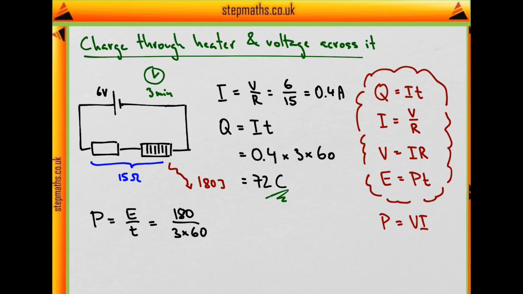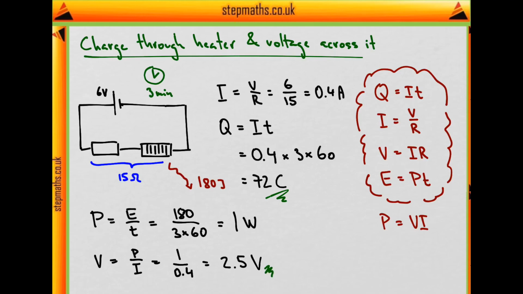Power is 180 joules divided by 3 times 60. Well, that's just 1 watt. And now this formula comes into play. Voltage is power divided by current. We know current and power, so that's 1 divided by 0.4, and that equals 2.5 volts. And that's the second quantity, which you are supposed to find.